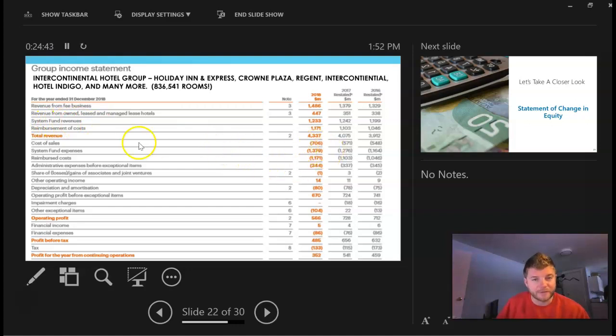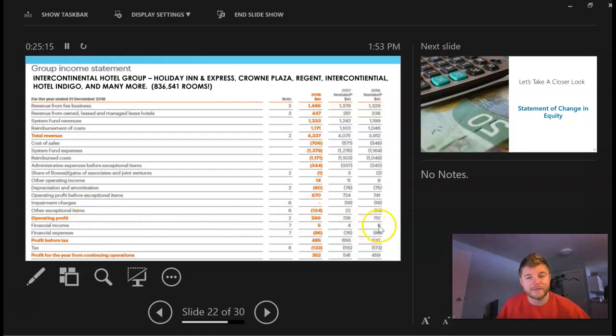And then they have their costs. So the costs of their sales, which is their food, which is their labor, which is all that cost, and it shows you how much. Their system fund expenses, which seem to be more than their revenues. Their reimbursed costs. They have all kinds of administration expense, and then some other stuff, depreciation, impairment, other exceptional items. A lot of this stuff here at the bottom, we don't know where that fits in. It could be 30 or 40 different items, and they just group it together for ease.